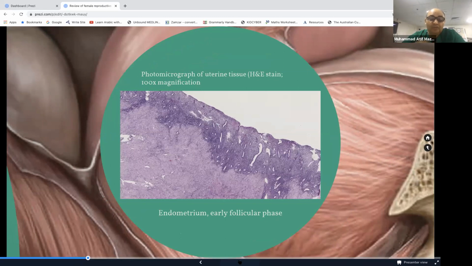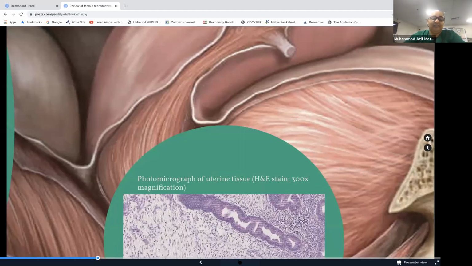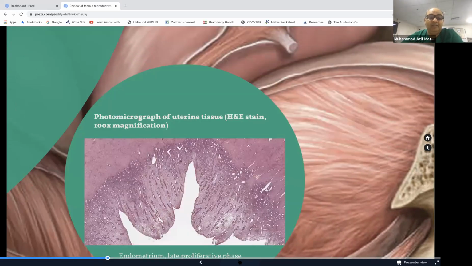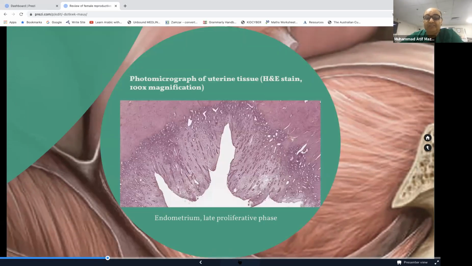What is happening? The uterus is preparing for implantation if there is any. And then going further, this phase of the endometrium is showing you the mid-follicular phase. These phases you are expected to be good with. And coming down, the late proliferative phase. So these are the different histological appearances. These changes occur as the process is going on, and different modifications are occurring. The uterus is getting ready, waiting for implantation to occur.